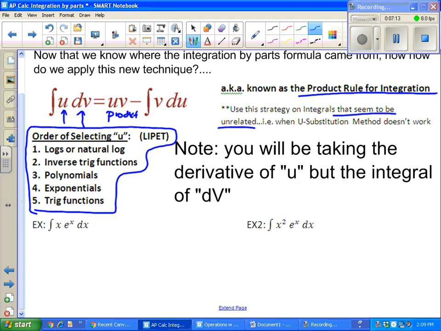All right. Note, you will be taking the derivative of something, whatever you choose to be u, but you'll be taking the integral of the other side. All right. Okay, let's jump in.